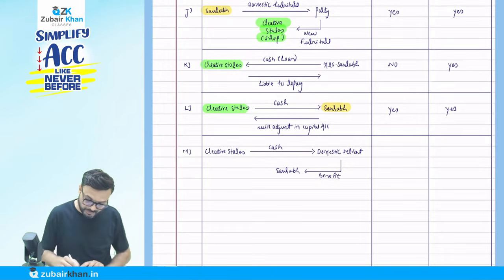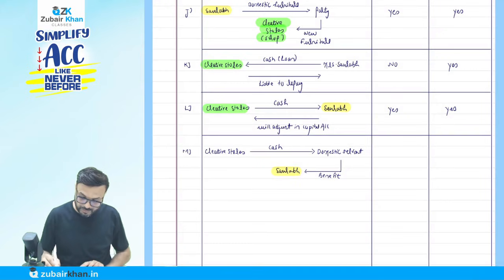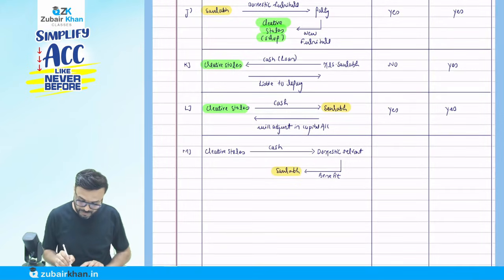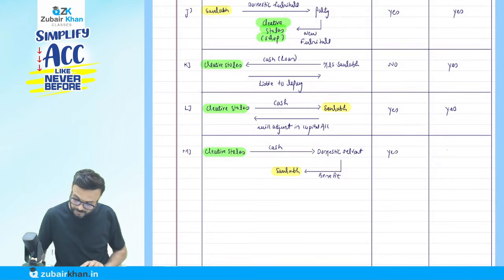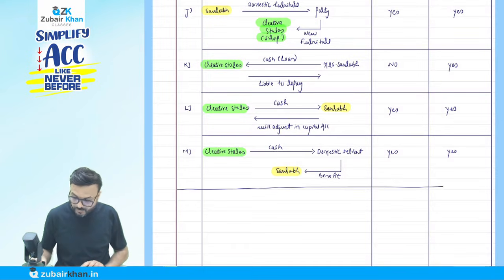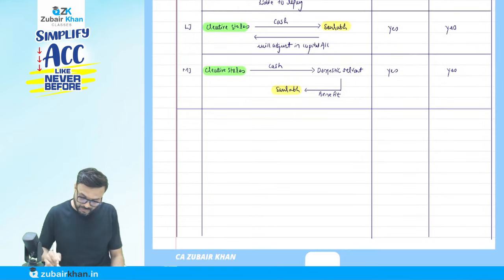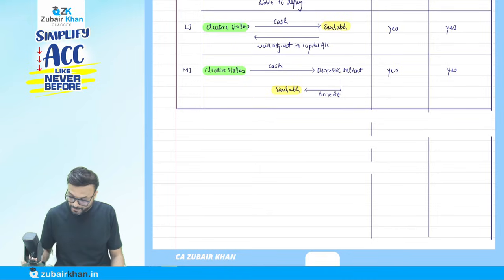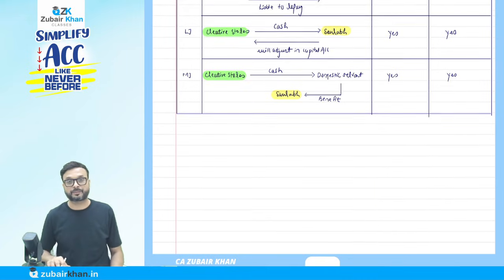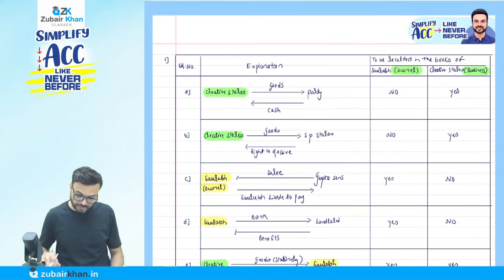So who is involved here? Saurabh, because he is getting the benefit. And who paid the amount? Creative store. So both are involved here, so it is going to be recorded in the books of both parties. Yes, yes. This is how we decide in which books of account the transaction should be recorded. You got the point? Okay. Done.